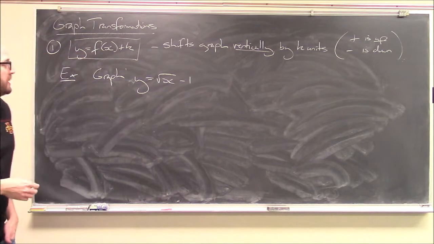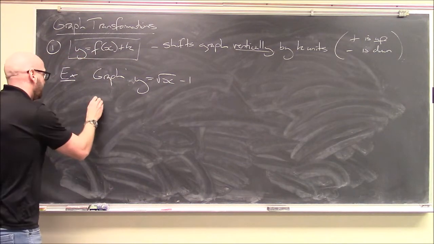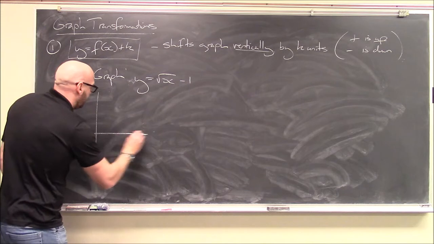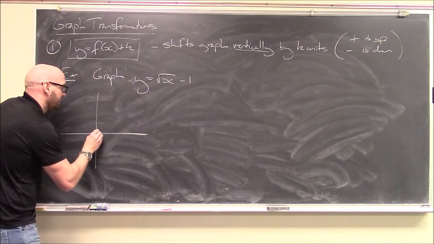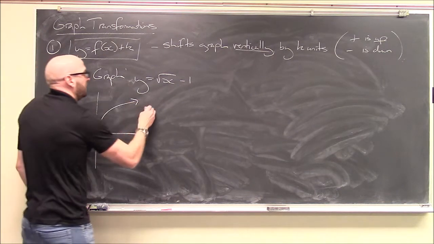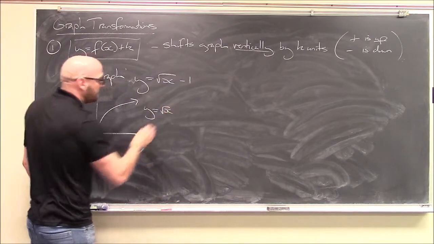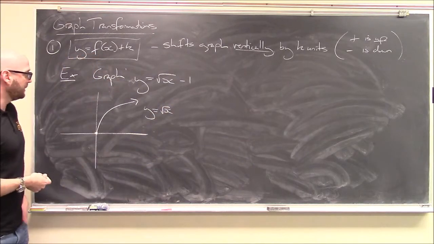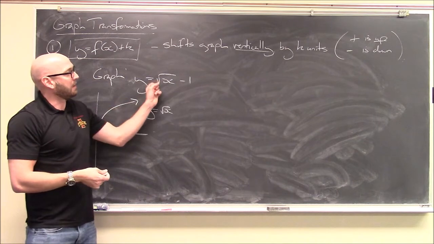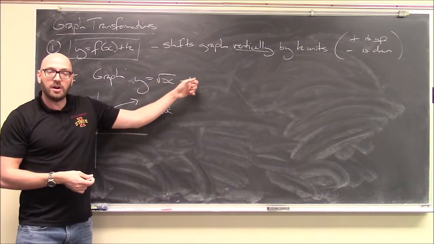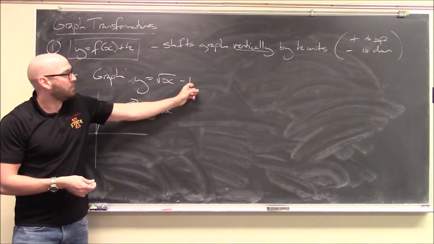Okay, so now I want to graph the square root of x minus 1. Well, we'll start off with our simple graph. We start off with square root of x. Again, how do I know this? Well, because it's one of our simple graphs that we have memorized. And I know what I want to do to graph square root of x minus 1. I want to shift the whole thing down 1 unit, right?